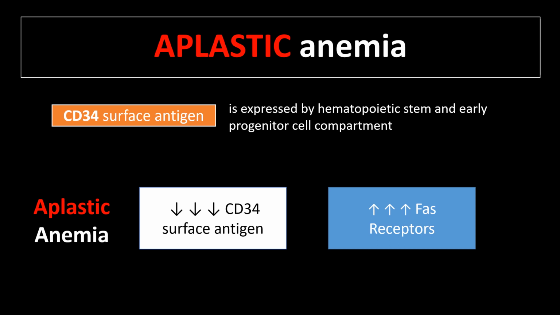So in the presence of aplastic anemia, there would be marked reduction of the CD34 surface antigens, and there would be an increase in the FAS receptors. So if you can recall, the FAS receptors are used in the apoptotic pathway. So if there is an increase in FAS receptors, this only means that there would be increased apoptotic activity, or cell death of the cells.